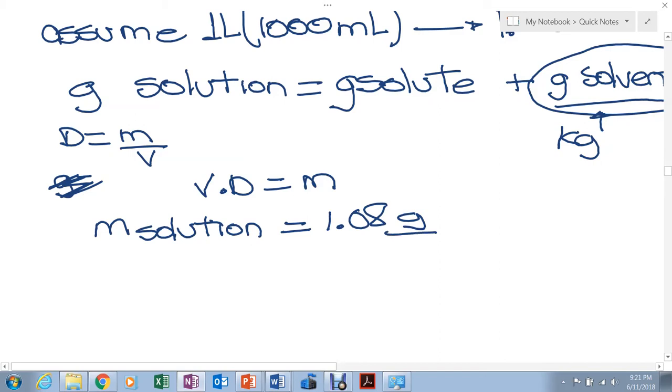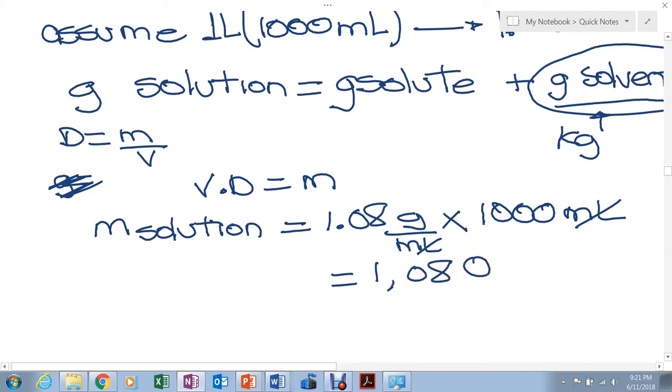grams per milliliter. And now we convert that liter that we assumed to 1,000 milliliters, so we can use it here. And that gives us 1,080 grams of solution. Okay, we got something done.